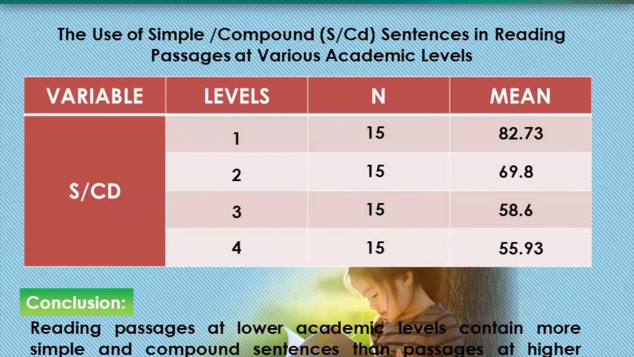From this information, you can conclude that reading passages at lower academic levels contain more simple and compound sentences than passages at higher academic levels.